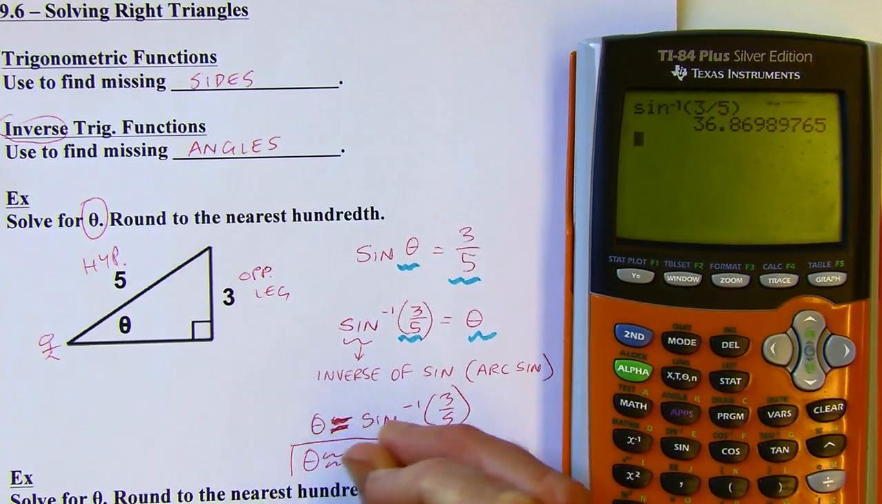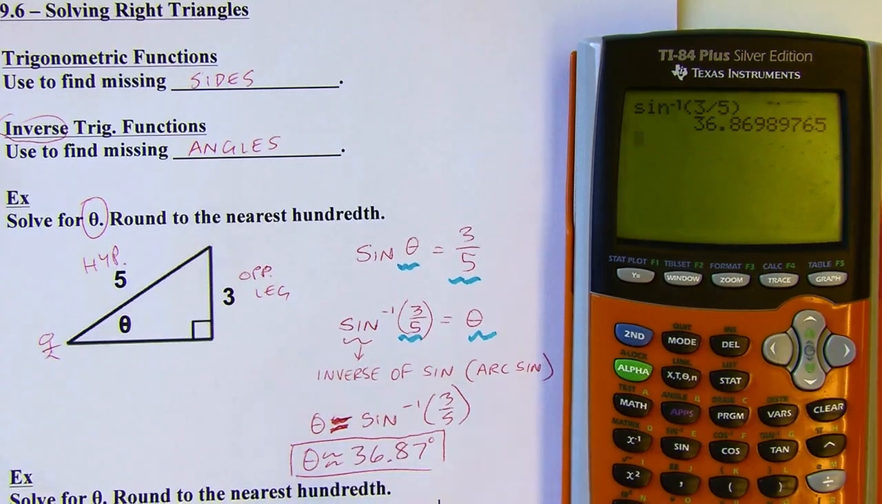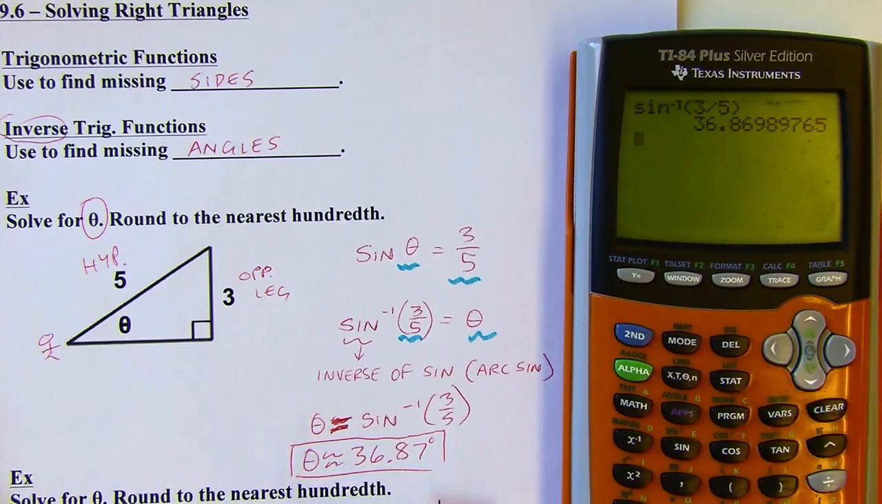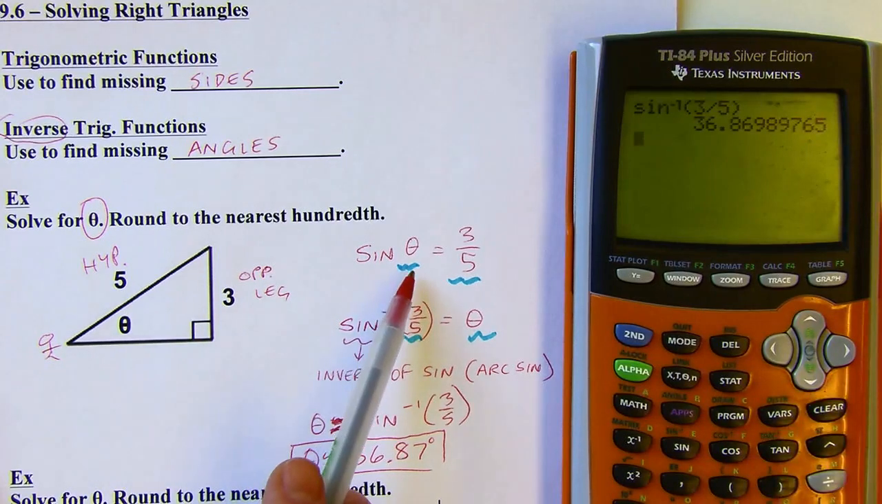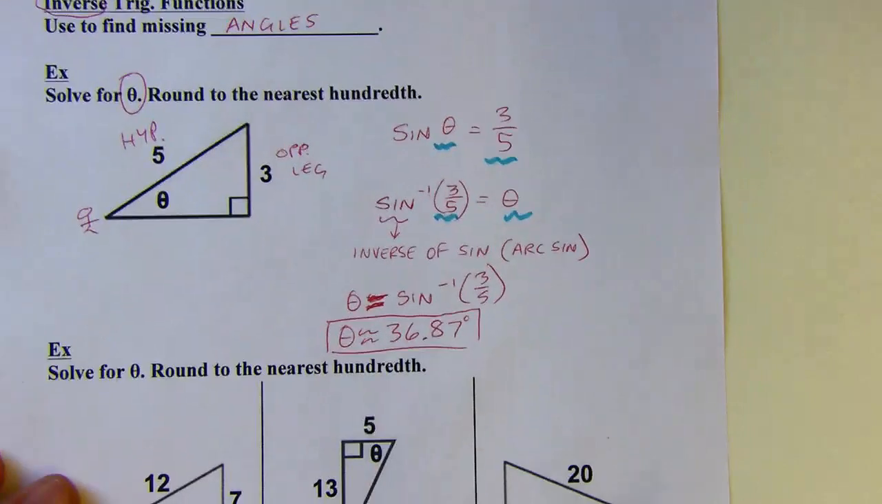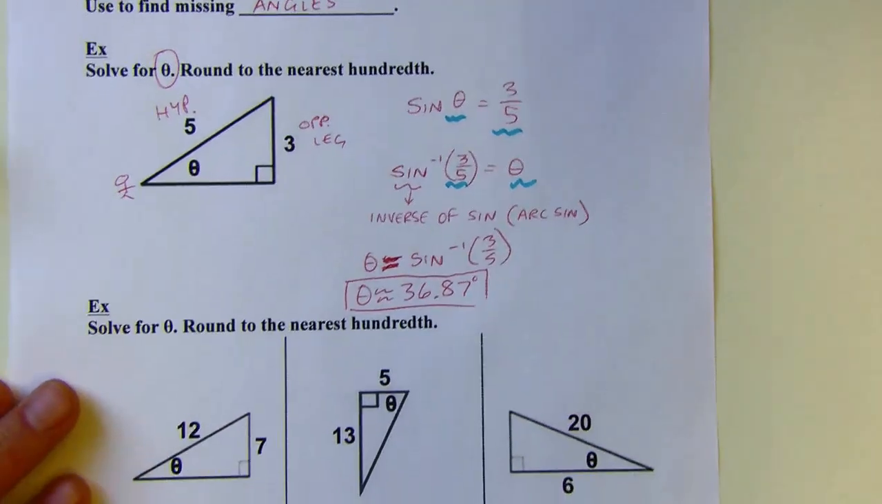Okay. So it's really the same kind of thing. You're just setting up a trig function using SOHCAHTOA, but then if you don't know the angle, you're going to have to use the inverse of that trig function. Okay. So let's try another.